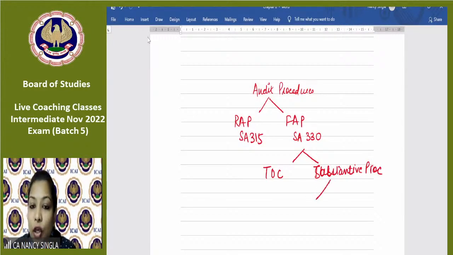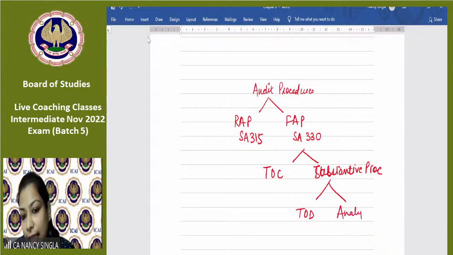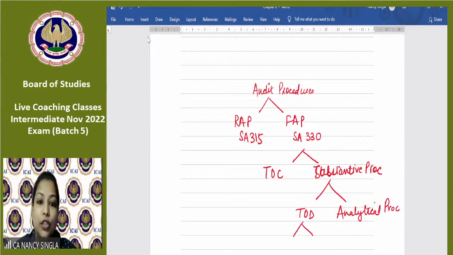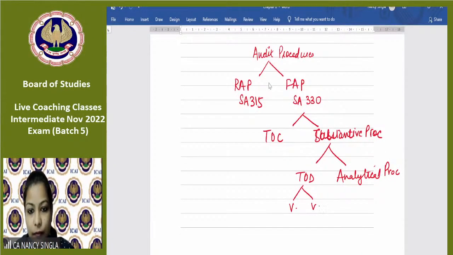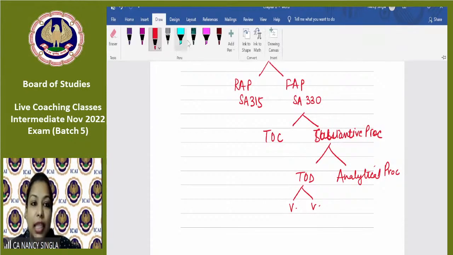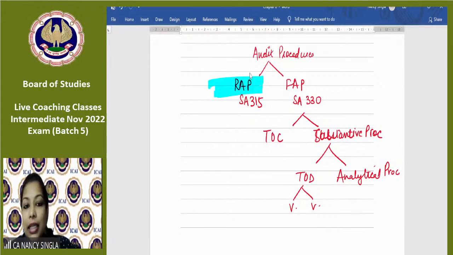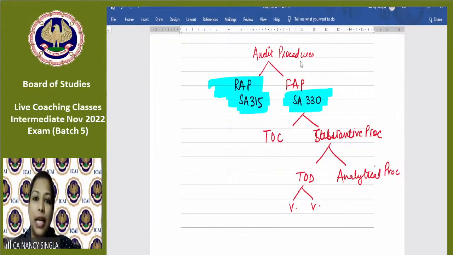ठीक है? When the auditor is performing substantive procedure, he may perform test of details or he may perform what? Analytical procedures. And test of details can further be divided as what? Vouching and verification. इतना समझ आया? ठीक है? So we have seen that when the auditor is performing the analytical procedure as risk assessment procedure, SA 315 is there. ठीक है? SA 330 क्या कहता है कि auditor may perform analytical procedure as what? Substantive procedure.